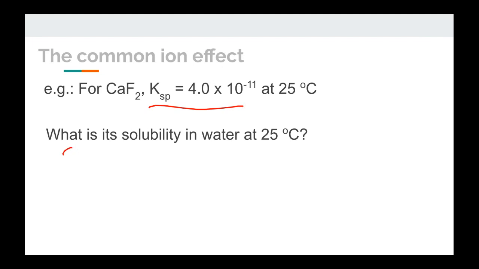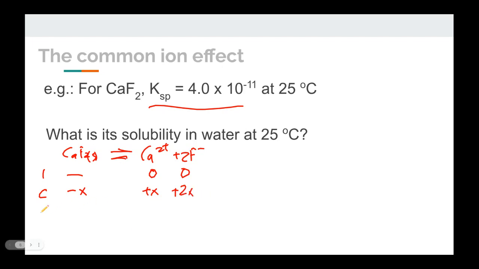So set up our RICE chart, CaF2 solid in equilibrium with Ca2+ aqueous and 2F- aqueous. Initial concentration will be 0 for the products. The change line, we're going to lose x moles per liter of the solid, gain the same number of moles per liter of calcium ion and twice that for fluoride ion because of the stoichiometry.